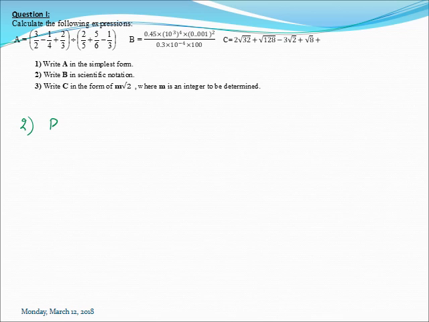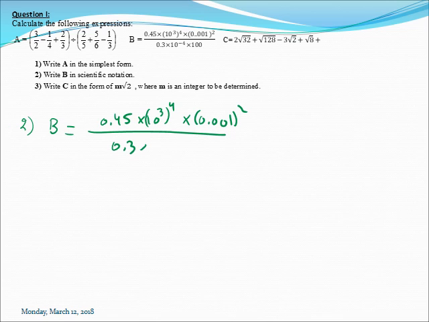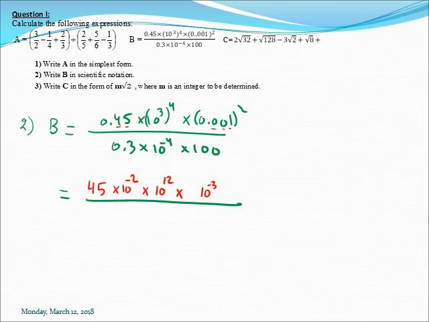Number 2. Write B in scientific notation. B equals 0.45 times 10 power 3, all to the power 4, times 0.001 squared, over 0.3 times 10 power minus 4 times 100. 0.45: we have two numbers after the decimal point, so it's equal to 45 times 10 power minus 2, times 10 power 3 to the power 4, 10 power 12, times 0.001, three numbers after the decimal point, 10 power minus 3, all to the power 2. 0.3, one number after the decimal point, is 3 times 10 power minus 1, times 10 power minus 4, times 100.